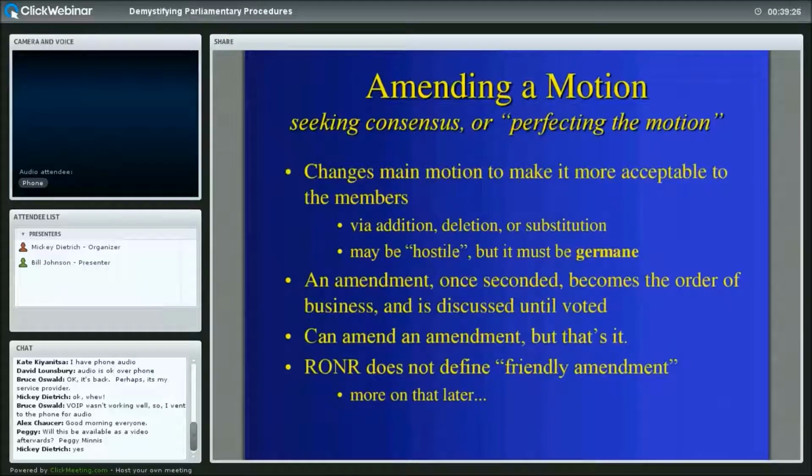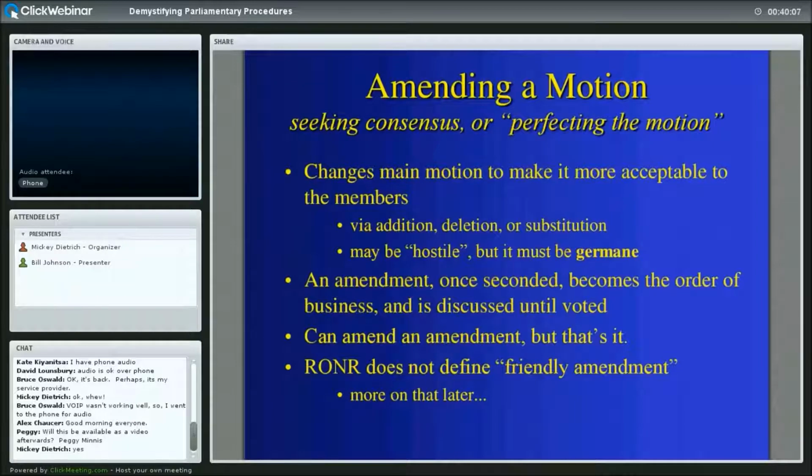Now when a debate is occurring, it very often is the case that points are raised that would suggest this motion would be better if we changed it in some way. For example, if we added a provision that raising the dues from 50 to 75 should exclude the senior members or the lifetime members or the students. There is always the ability to amend the motion, and this is a really good thing, because this is how we, quote, perfect the motion or reach consensus. We can make changes to it that make it more amenable to the group.